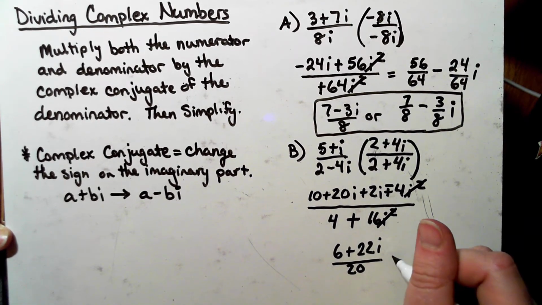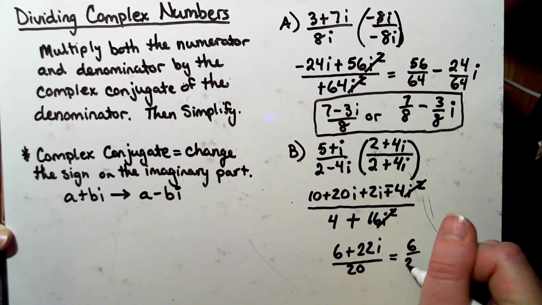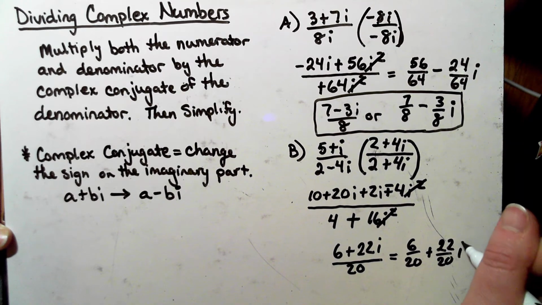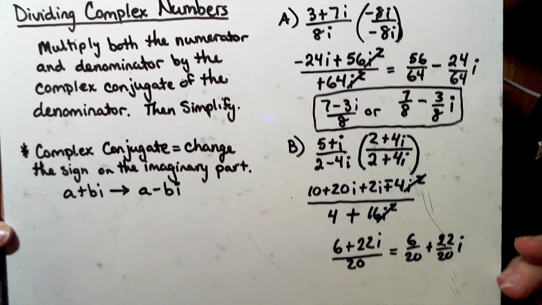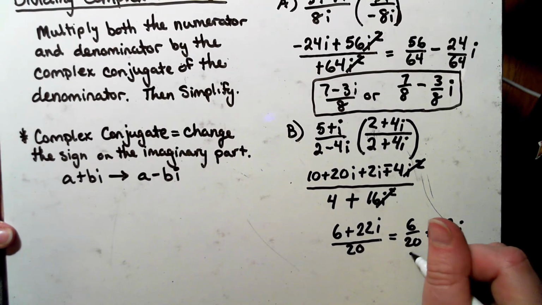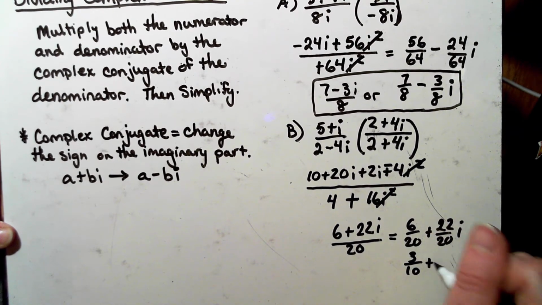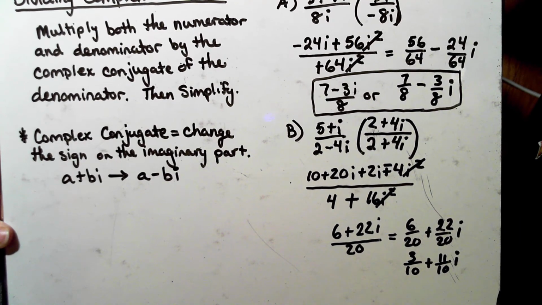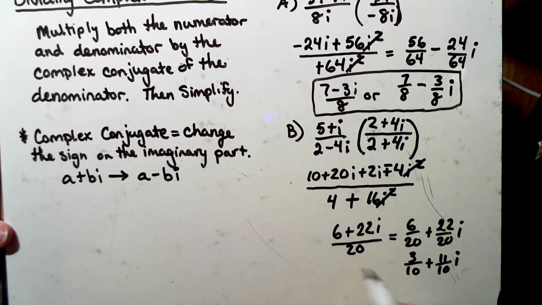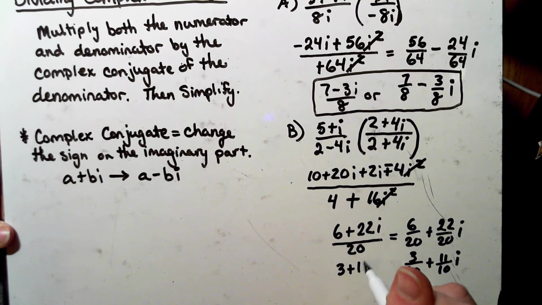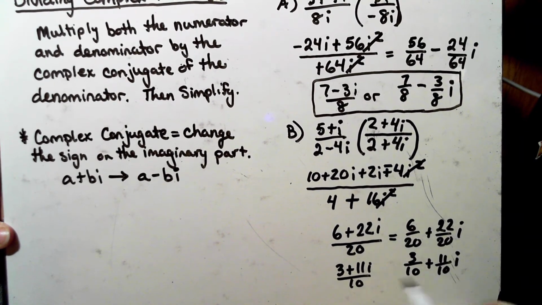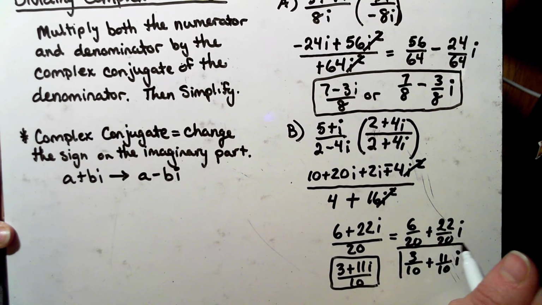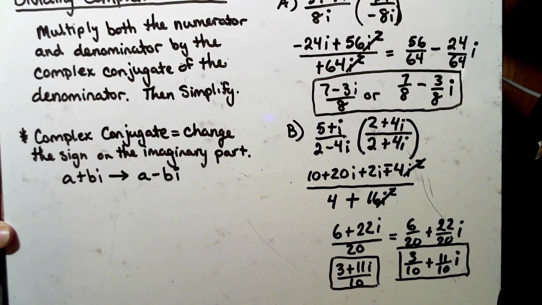We should reduce this. So you have 6 over 20 plus 22 over 20i, and both can be reduced by 2. So this is 3 over 10 plus 11 over 10i. And again, you can write this as one big fraction, 3 plus 11i over 10. But just be careful with your reducing. Okay, so those are my answers.